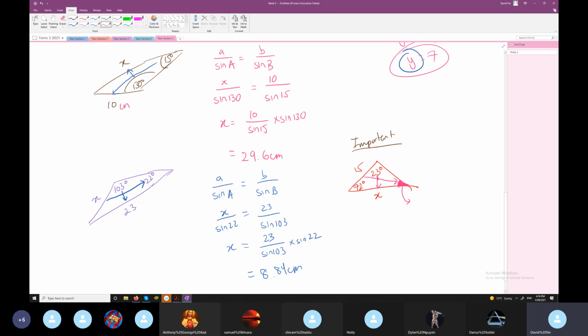And the way we can find that angle is by using the angle sum of a triangle. Remember that the angle sum of a triangle, you guys should remember this by now, is always 180 degrees. So to find out what that angle is, all I have to do is 180 minus 23 minus 72. And that gives you 85 degrees.